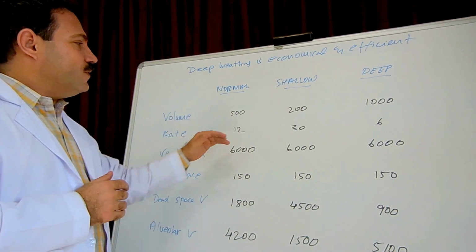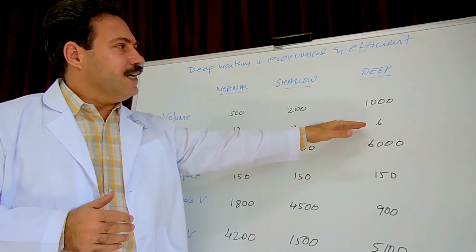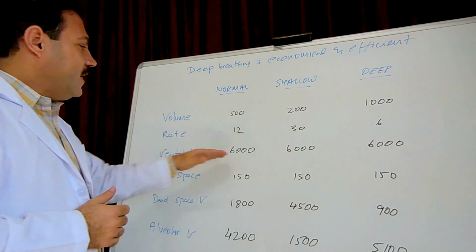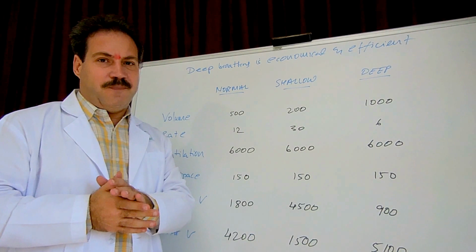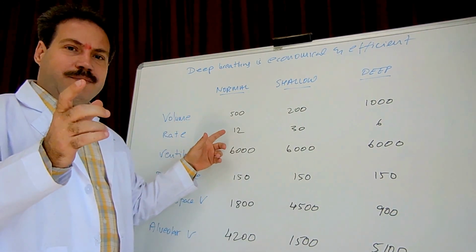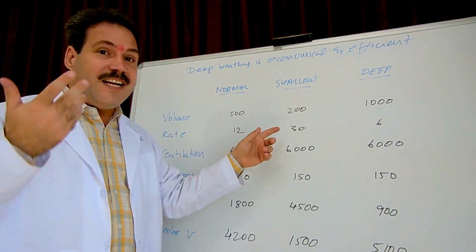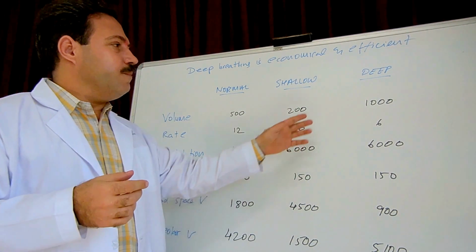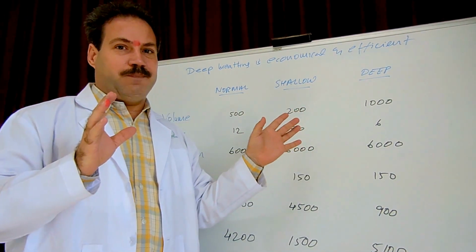If the rate of breathing is 12 in normal, 30 in shallow and 6 in deep, we get a total ventilation of 6000 milliliters or 6 liters. So, breathing 500 milliliters 12 times a minute for 6000, 200 milliliters 30 times a minute for 6000, and 1000 milliliters 6 times a minute for 6000.